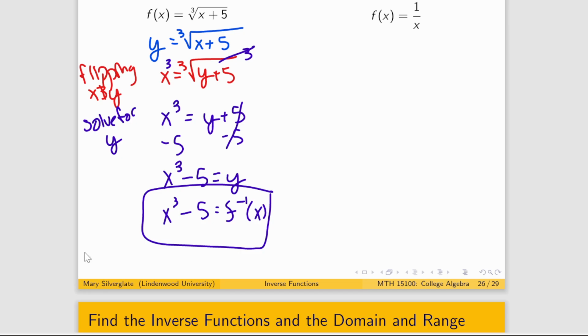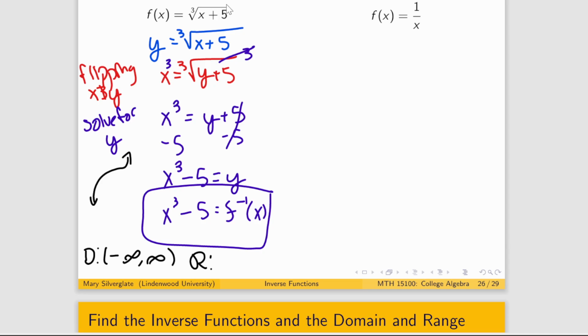Now I want to check my domain and range. So for my domain, for this inverse, this is a cubic function. I'm allowed to actually plug anything into it. I only have to worry about square roots and that sort of thing. For something like x cubed, its domain is just negative infinity to infinity. For its range, you want to look at the domain of the original. And on the original, its domain is actually also negative infinity to infinity.